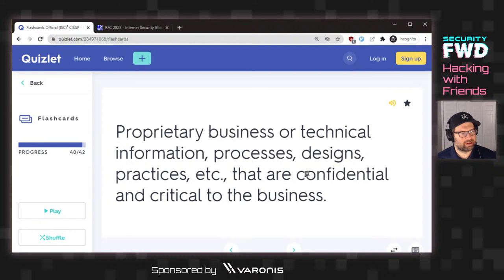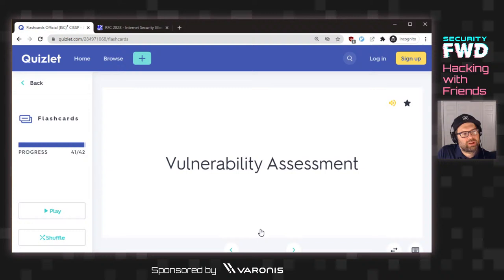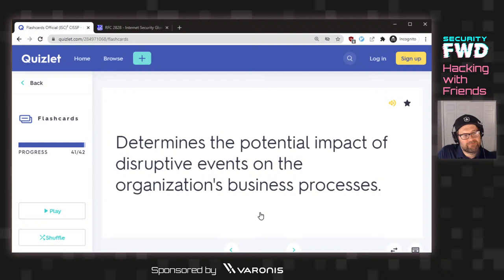Determines the potential impact of disruptive events on the organization's business processes. Potential impact. Risk modeling? Maybe. Vulnerability assessment. Man. This is one that is very far from the practical. I would not describe a vulnerability assessment as this. I really kind of disagree with this one. I feel like a vulnerability assessment says, oh yes, you're vulnerable in these particular ways, but maybe that's me being too technical. I think a vulnerability is, okay, if you run this web request against the application, it's a SQL injection attack, and you're going to get back the entire database of users. That's a vulnerability, not the potential impact of the disruptive event.